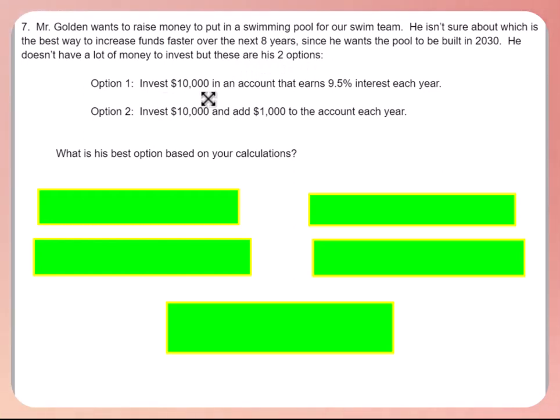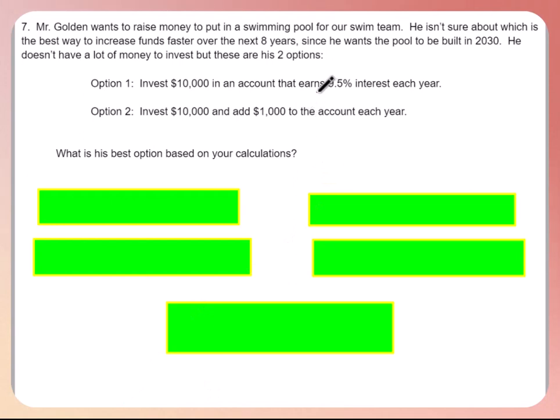He can invest $10,000 in an account that earns 9.5% interest each year, or he can invest that same $10,000 and add $1,000 each year. What's the best option based on your calculations? So what I would do is write an equation for each of these.